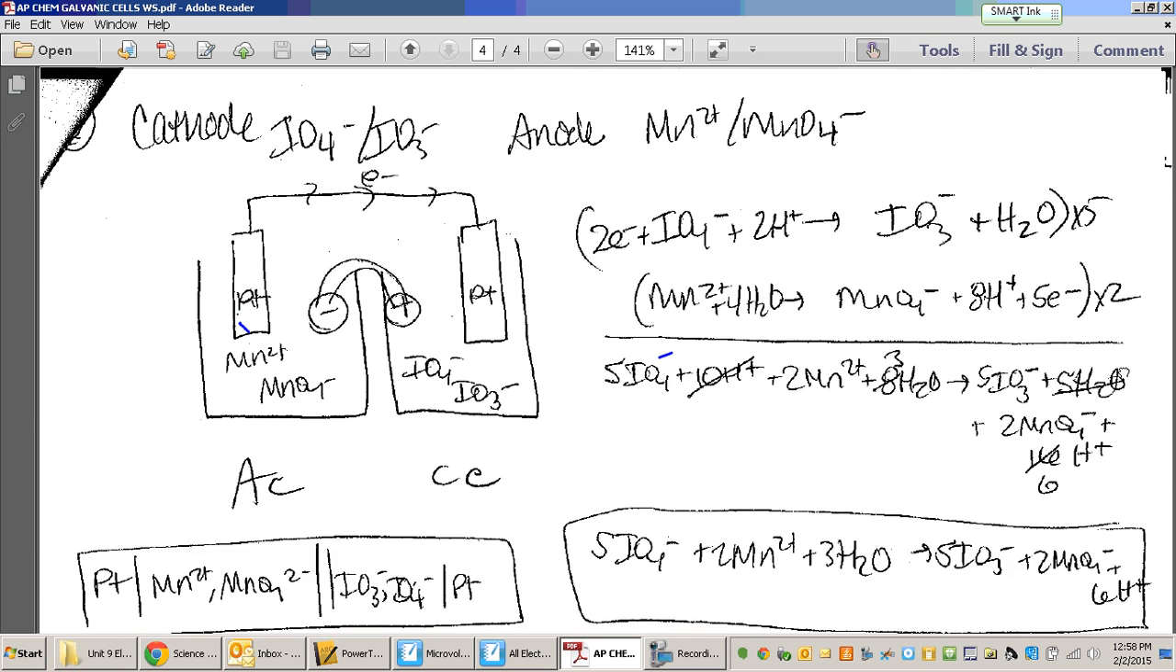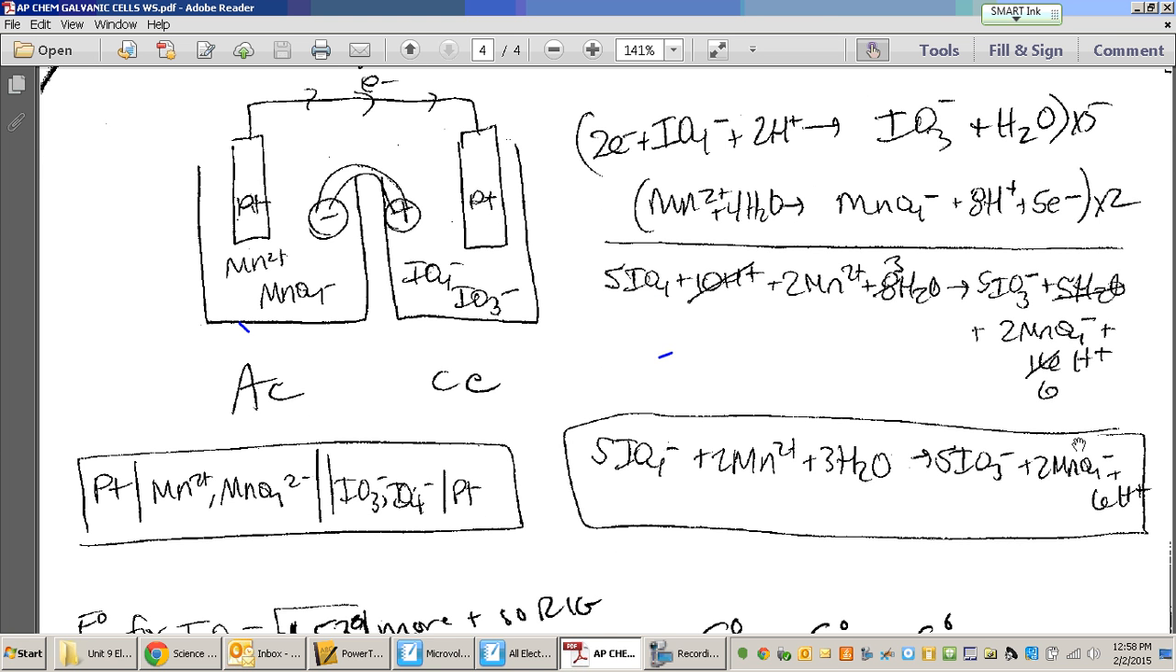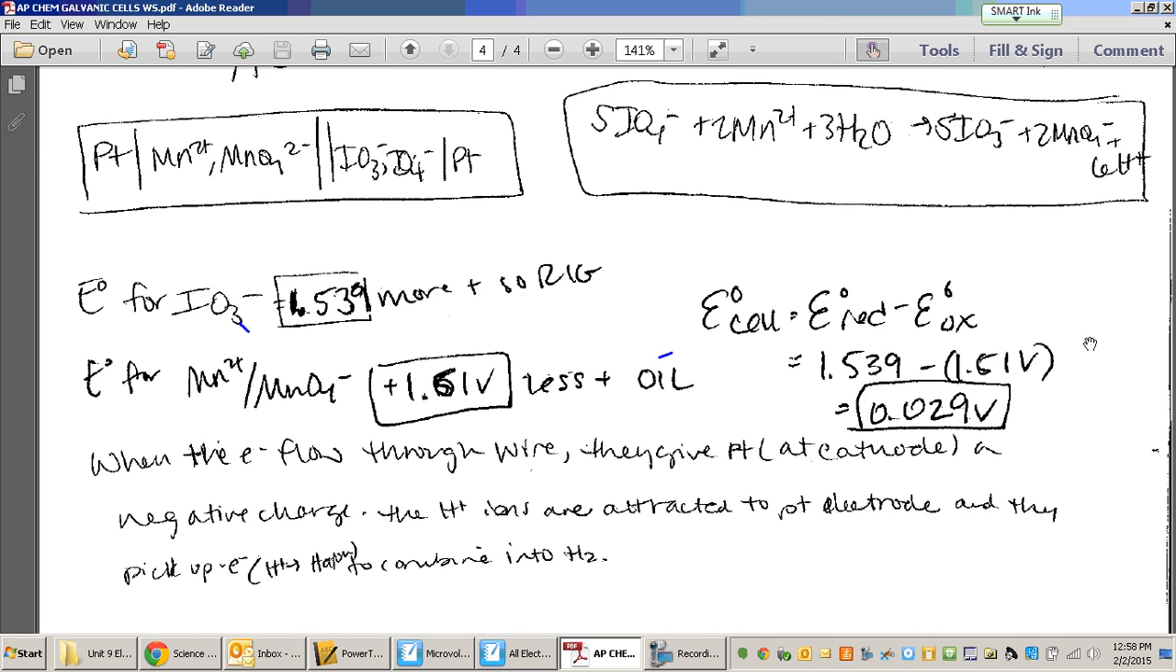The last one, you were given the reduction potential for the iodate and periodate, and permanganate. This one was 1.539, so it's more positive, so that's the one that's being reduced. And then the permanganese one was the lower of the reduction potential, so that's the one being oxidized. So you do 1.593 minus 1.51. So then you got a really, really small voltage, 0.029.